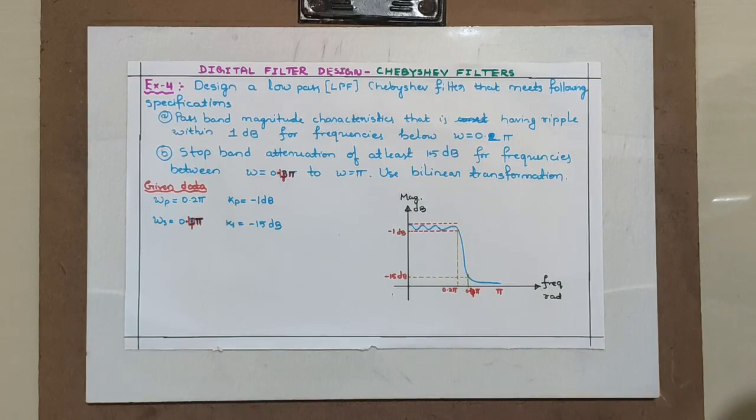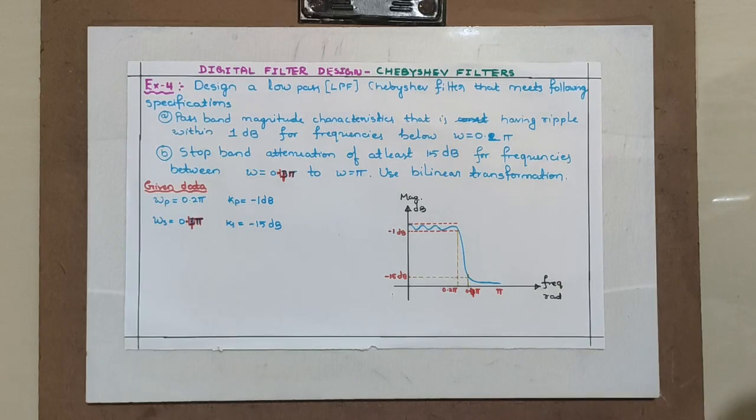Passband magnitude characteristic that is having ripple within 1 decibel for frequencies below omega, or W I shall call it, because it is digital, W is equal to 0.2 pi. Stop band attenuation of at least 15 decibel for frequencies between W is equal to 0.4 pi to W is equal to pi. Use bilinear transformation.